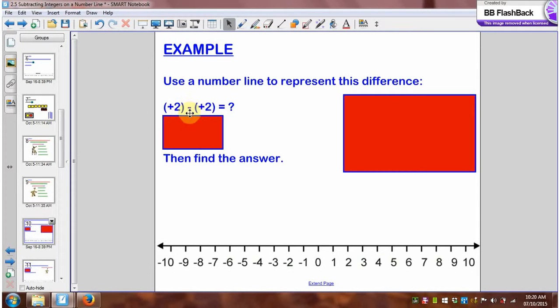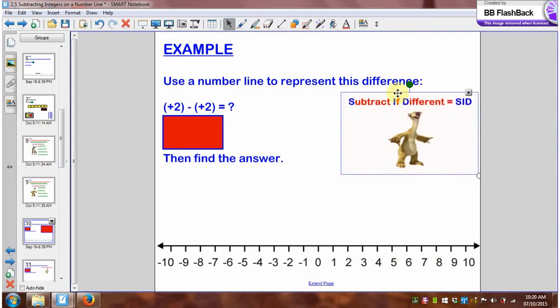So we look at our signs in between. We've got a negative and a positive. Those are different. So we're going to use what? We're going to use the donkey, ASS, or are we going to use SID? We're going to use SID because we're going to subtract if different. So we rewrite this in an easier version.